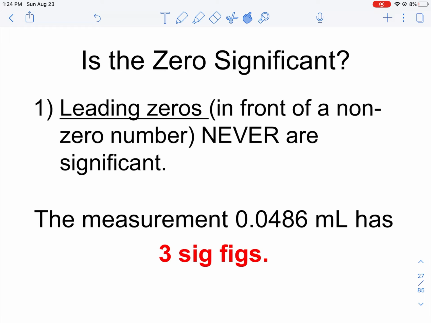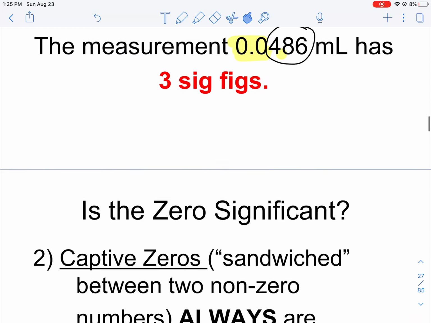All right, so leading zeros. That's in front of your number. These are your leading zeros, and it doesn't matter if there's a decimal or not. Regardless, leading zeros are in front of your non-zero numbers. They're never, ever, ever significant. Therefore, there are 3 sig figs: 1, 2, 3. Any non-zero number is significant, so we've got 3 of them right here. Those are the significant numbers. Moving on. That's our first rule.